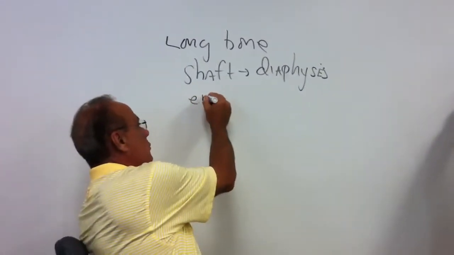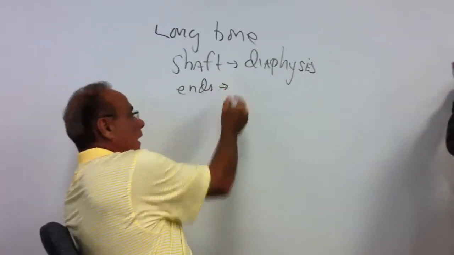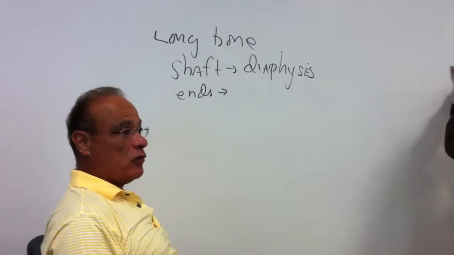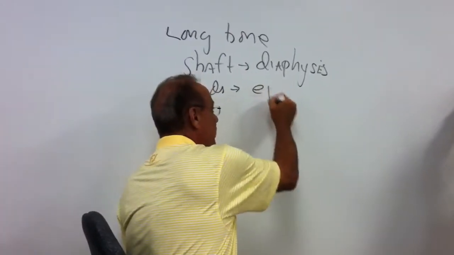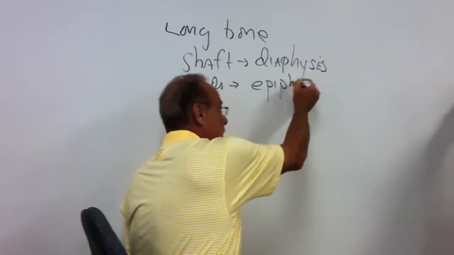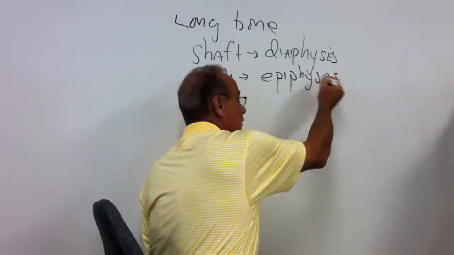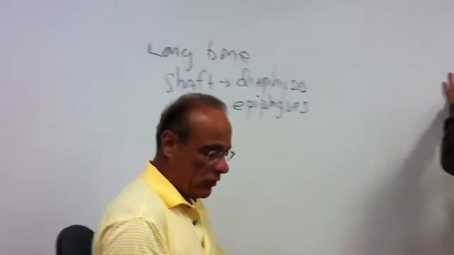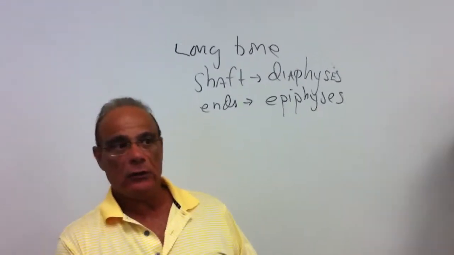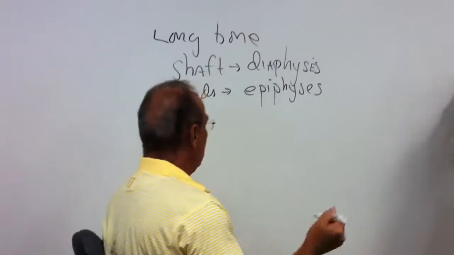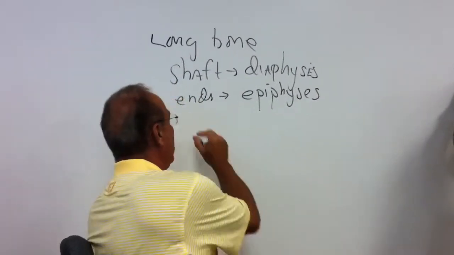Then every long bone has two ends. Since long bones are only found in the extremities, there's a proximal and a distal, what we call epiphysis. So the epiphyses, S-E-S, are the ends of a long bone. Follow me so far?